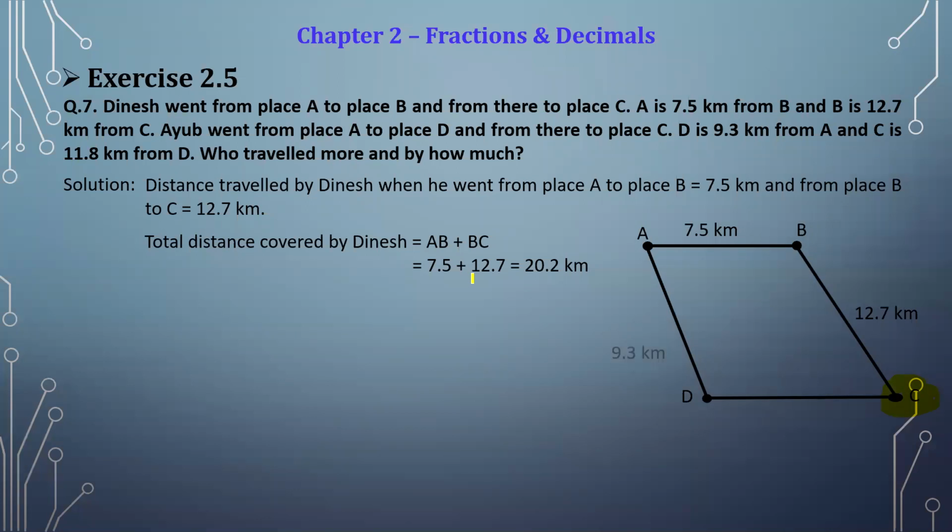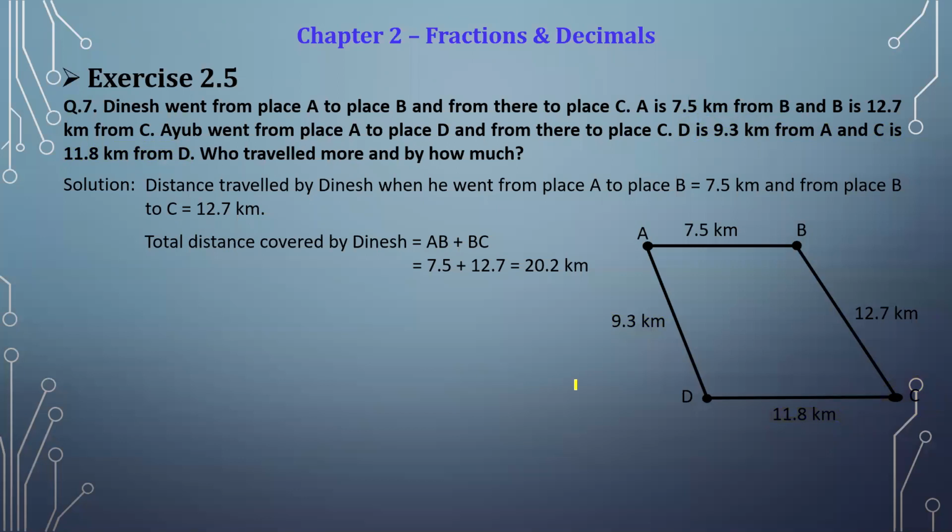Now in the example, the condition is given that D is 9.3 kilometers from A. That means AD is considered as 9.3 kilometers, and C is 11.8 kilometers from D. So therefore the distance DC is 11.8 kilometers. In this way we have considered the distances according to the example.